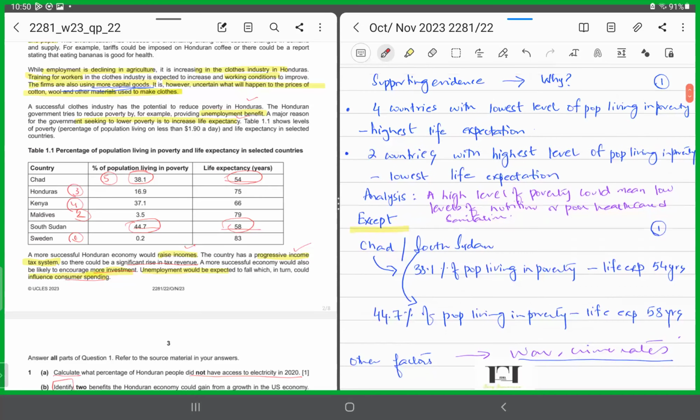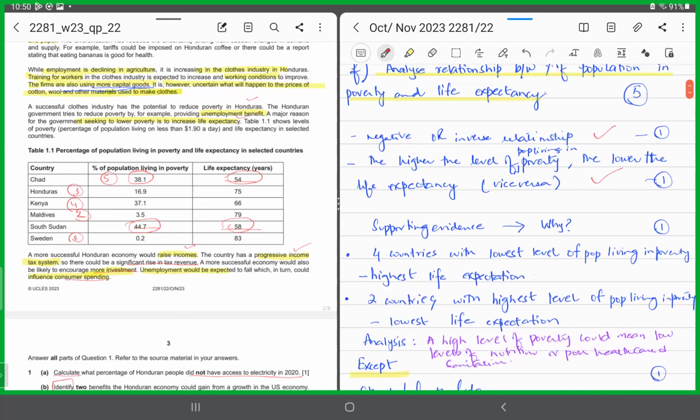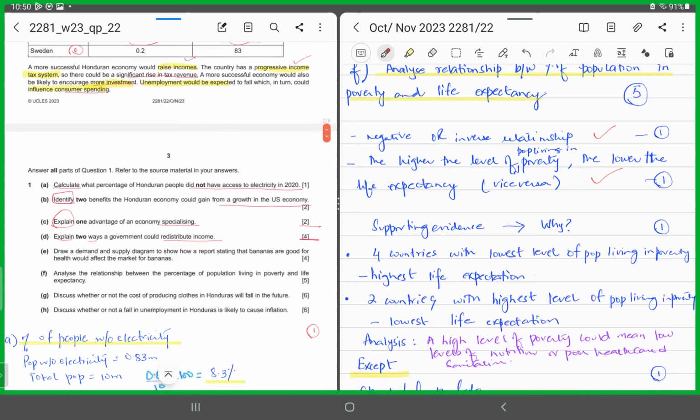So you've satisfied all these criteria, and meeting all these five criteria would yield you 5 marks. That was the max mark for this part. All right. So far, so good. I hope you are all with me. Let's look at part G.